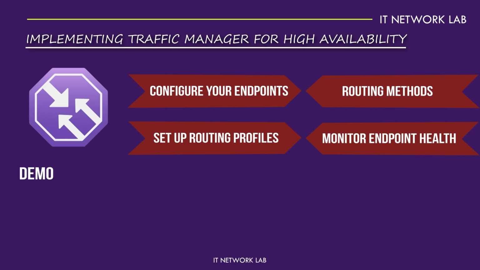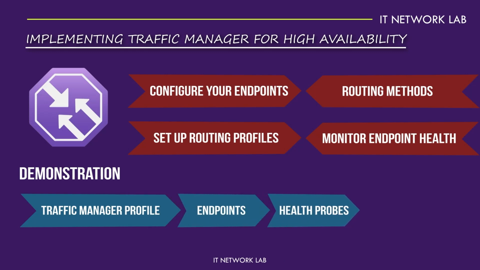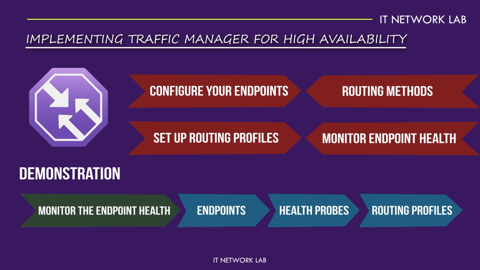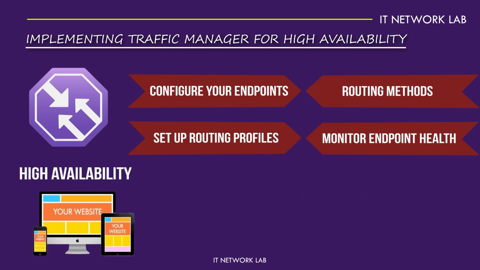Demonstration. In the Azure portal, navigate to your Traffic Manager profile, add your endpoints under the Endpoints tab, and configure health probes to monitor endpoint health. Set up routing profiles by selecting the appropriate routing methods under the Configuration tab. Monitor the endpoint health from the Overview section to ensure high availability. Using Traffic Manager, you can achieve high availability by ensuring your application is always accessible, even during server failures.